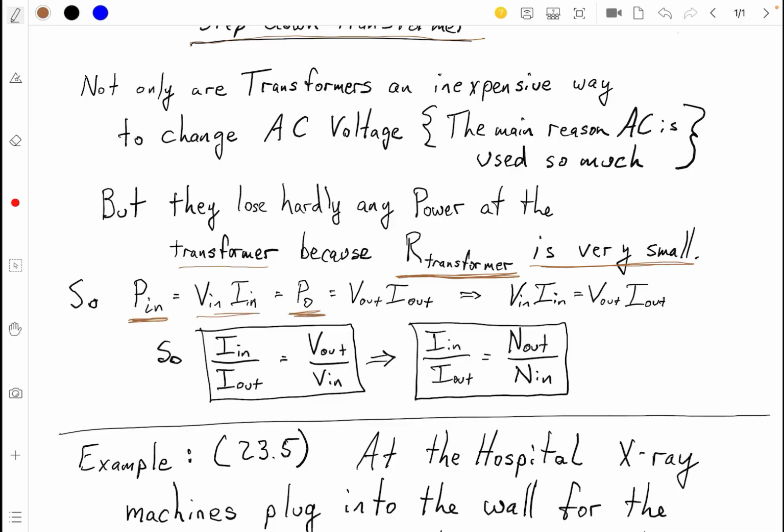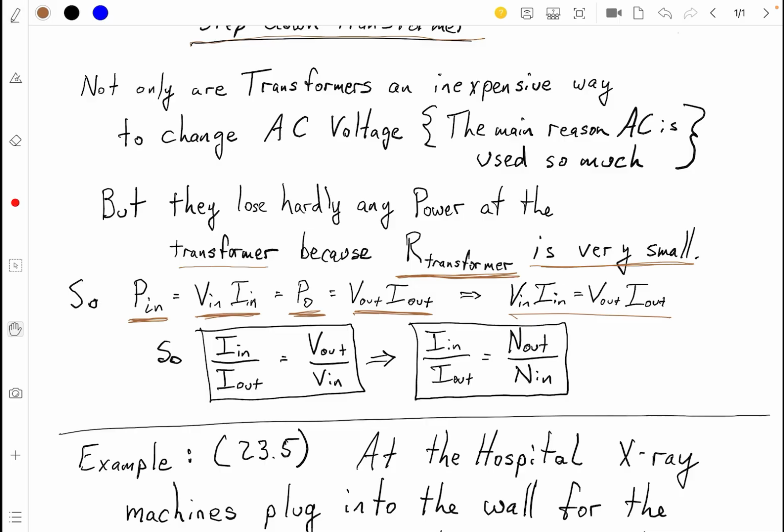So this is another equation that we can get. V in times I in is going to be equal to V out times I out, right? Here. And that's yet another equation. It's not the transformer equation, but it's very similar to it. And because of the transformer equation, we can take our I in over I out, that equals V out over V in. And otherwise, we could use the transformer equation to rewrite that as I in over I out is equal to the number of turns on the outside divided by the number of turns on the inside.